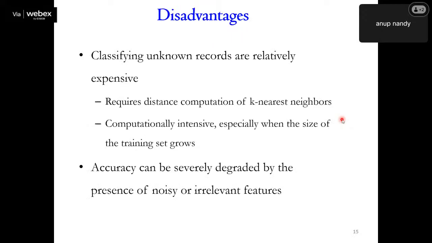There are also a few disadvantages. Classifying unknown records is relatively expensive, because it requires distance computations to all the k nearest neighbors.